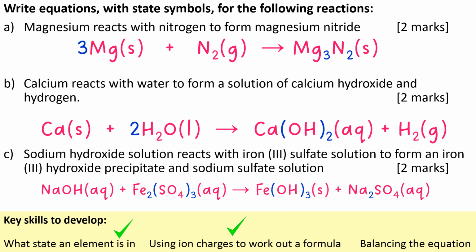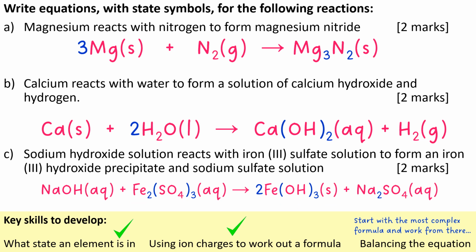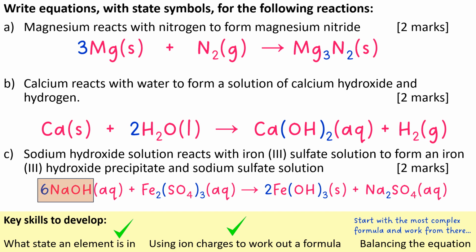So finally, we're going to balance the equation. Now I'd suggest starting with the most complex formula and working outwards from there. It doesn't matter which of the elements or species in the formula you start with. I'm going to start with iron. So 2 irons means Fe(OH)3 needs doubling. So what effect does that have? That means we have 6 OHs on the right hand side. So to balance that, you have to put a 6 in front of the NaOH.